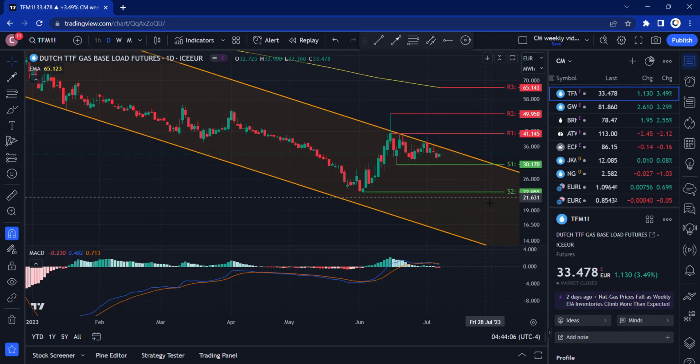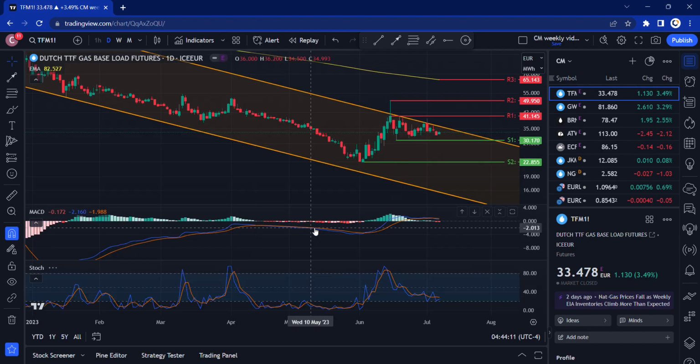Okay, cool. So anything else? Let's have a look at stochastic just to see what's happening here. We are still sideways, but the stochastic starts moving lower significantly, so maybe there's something in it for the bears here.